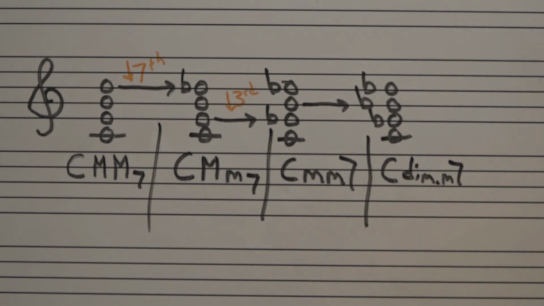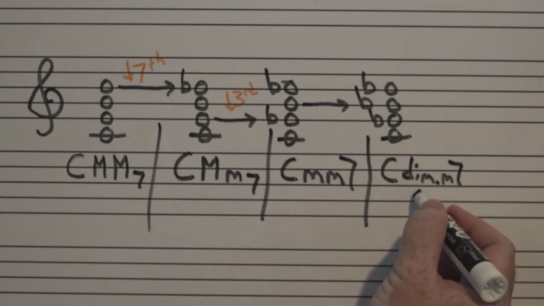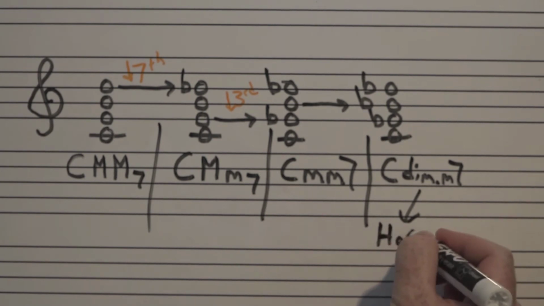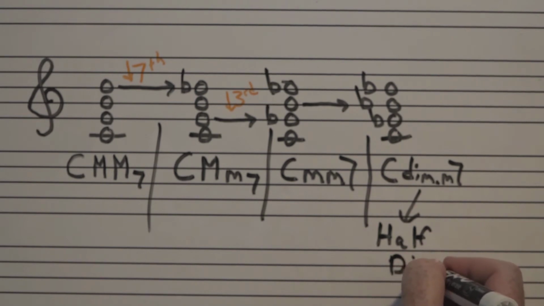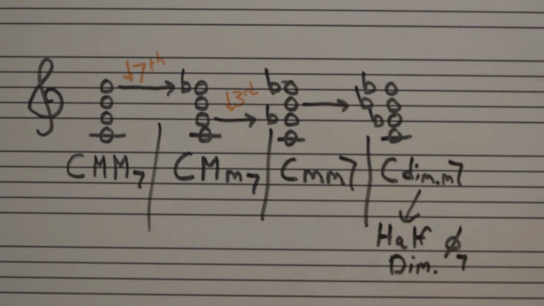And we actually have a special term for this. When we have a diminished triad and a minor seventh, we call that half diminished. And we use a little circle with a slash through it.